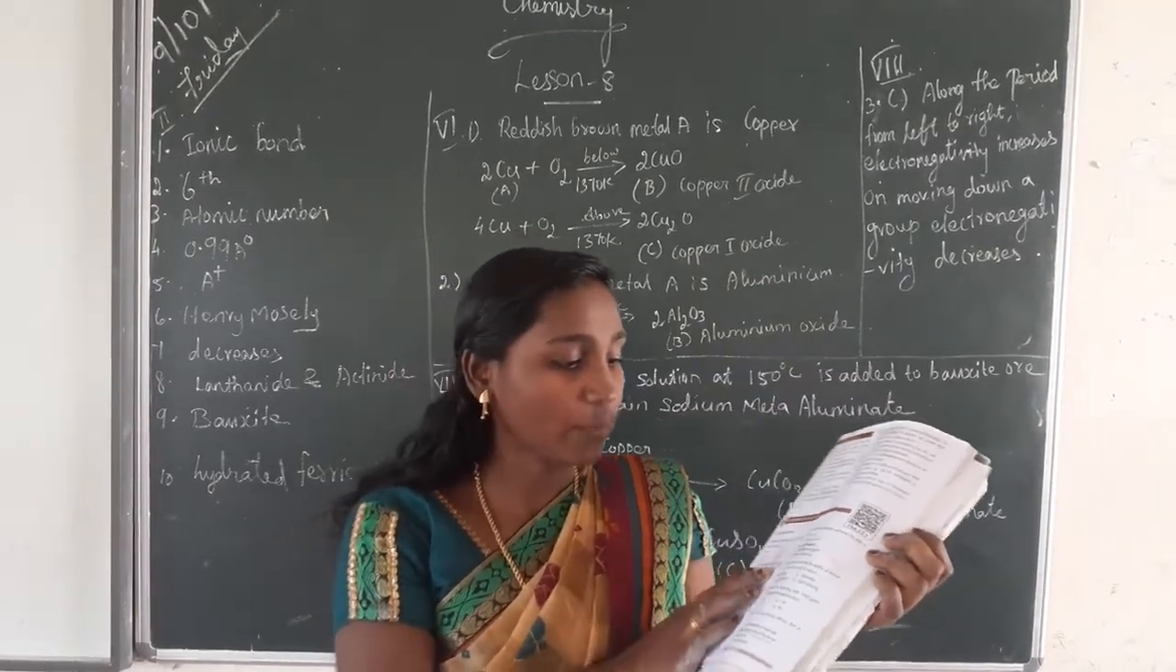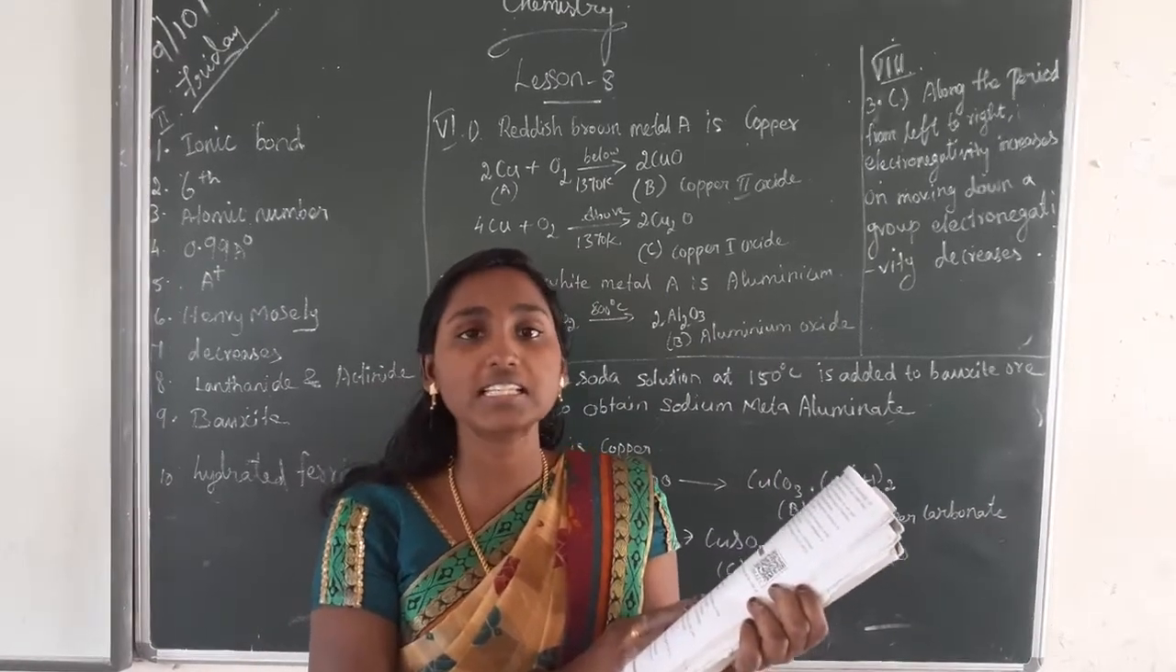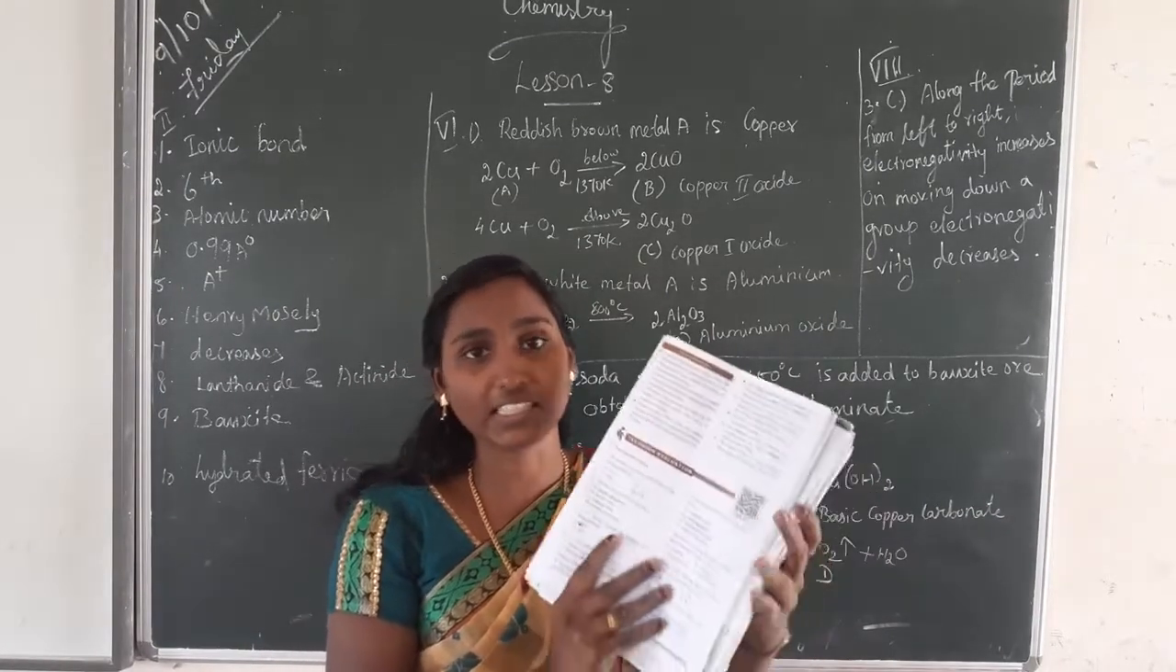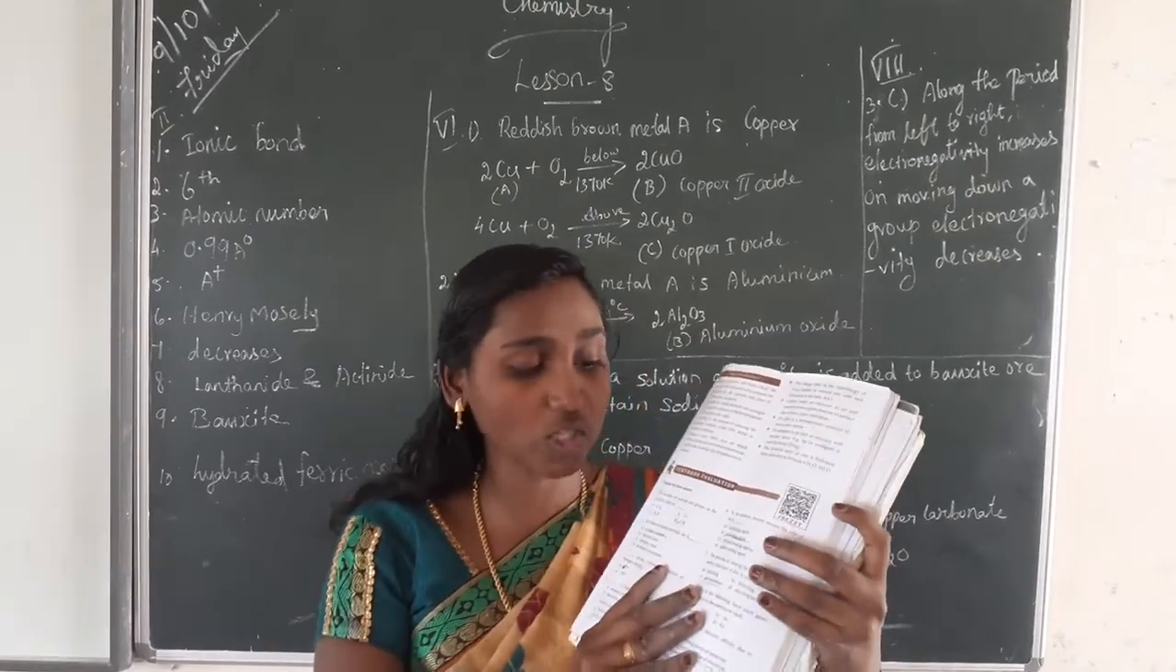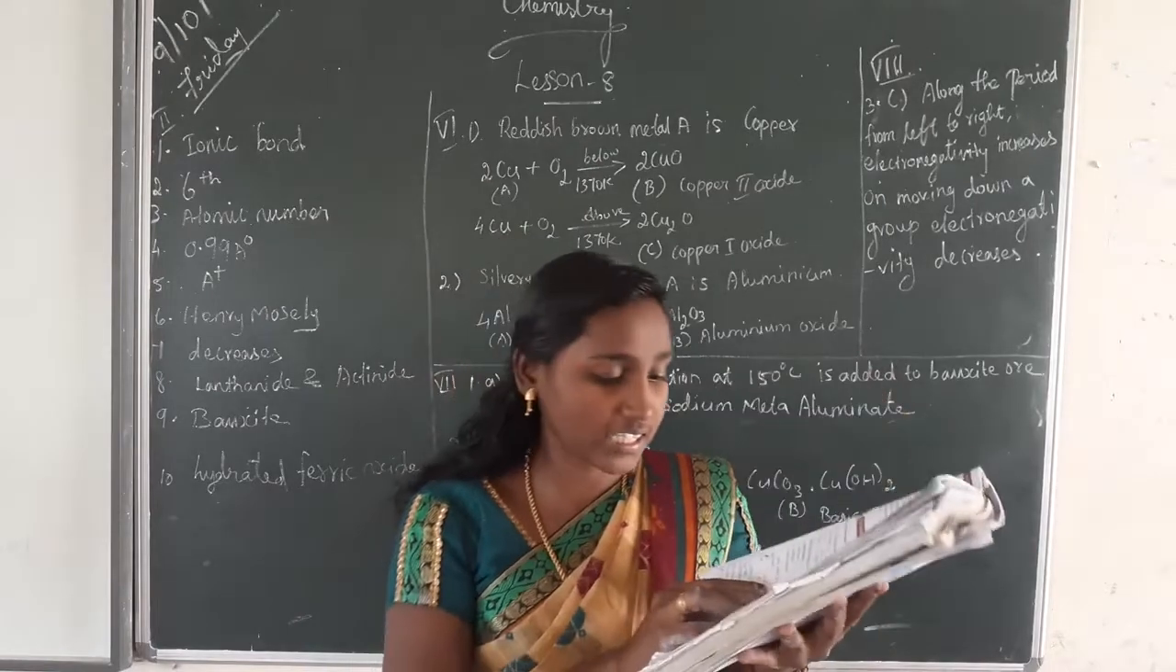Then seventh one, the process of coating the surface of metal with a thin layer of zinc is called galvanization. Thin layer of zinc, it is coated onto iron. Okay. So answer galvanization, option C.